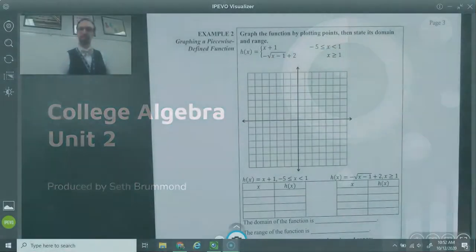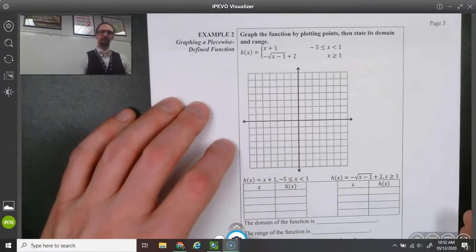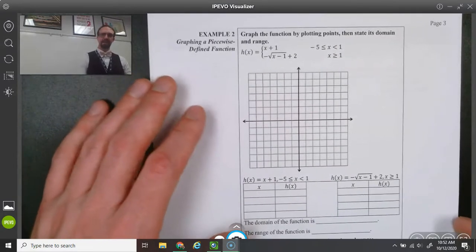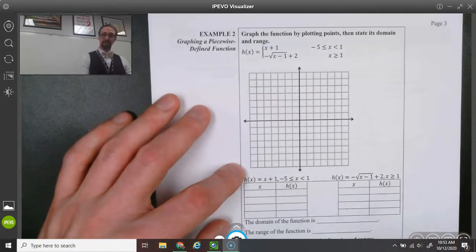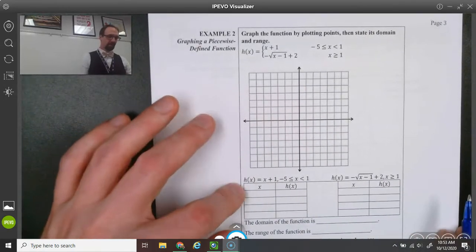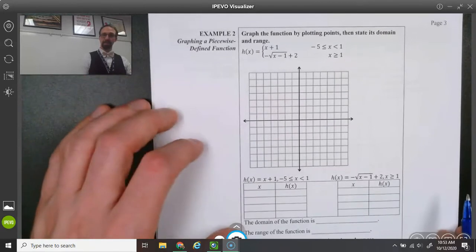We're going through example 2, graphing a piecewise defined function. We're going to graph the function by just picking points, stating its domain and range. So I went ahead and copied down each of the parts to a table down here below. This one, when we pick different values, we need to be careful when we pick values inside the domain.